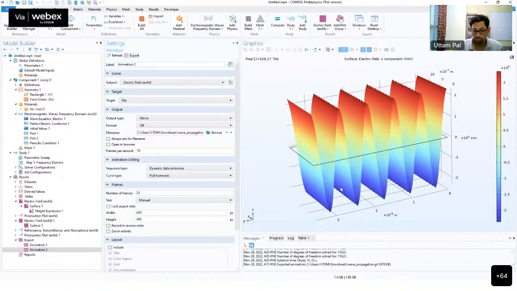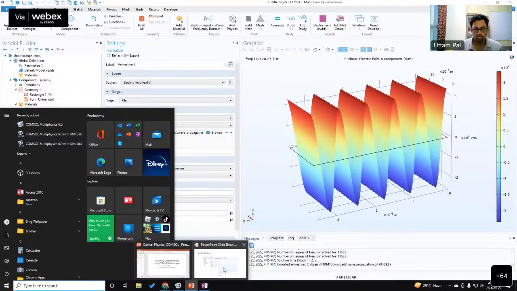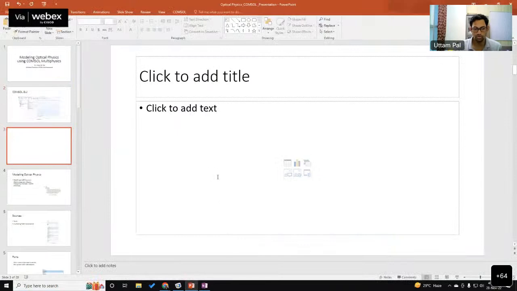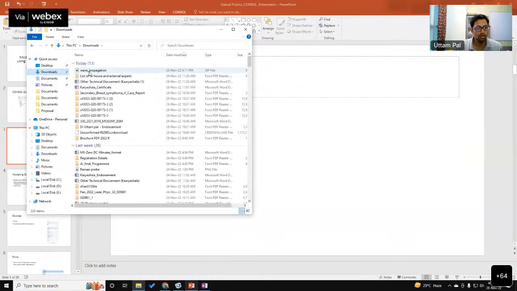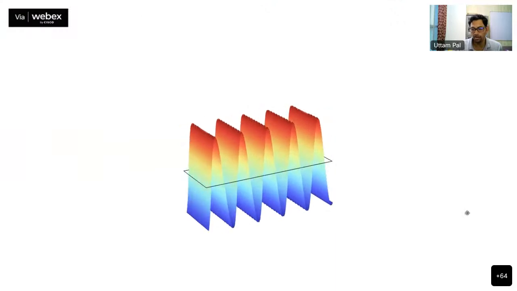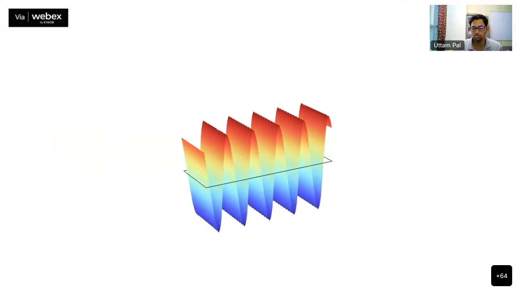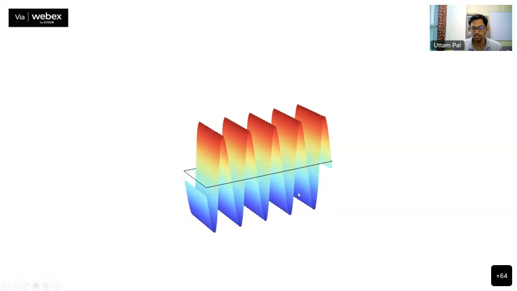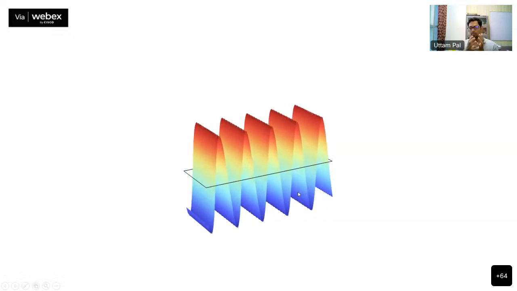So now I have exported my GIF, and I just go ahead and add a new slide over here, and I copy paste my animation. Okay, you can see this. I copy paste my animation, and I just go to my slideshow, and I can nicely see this animation. I can change the resolution to make a very nice animation.